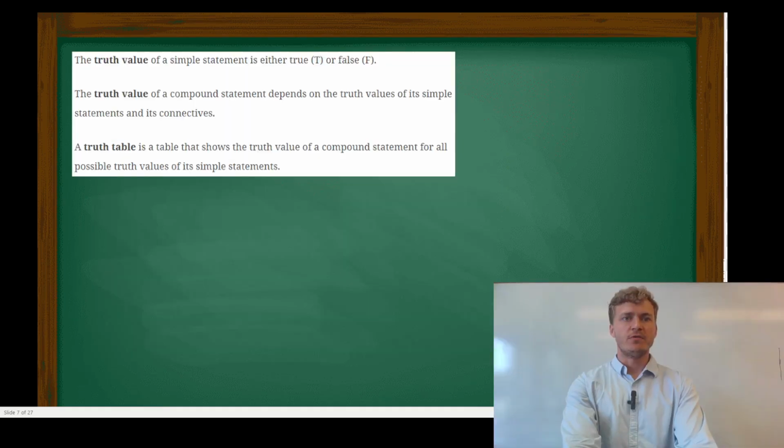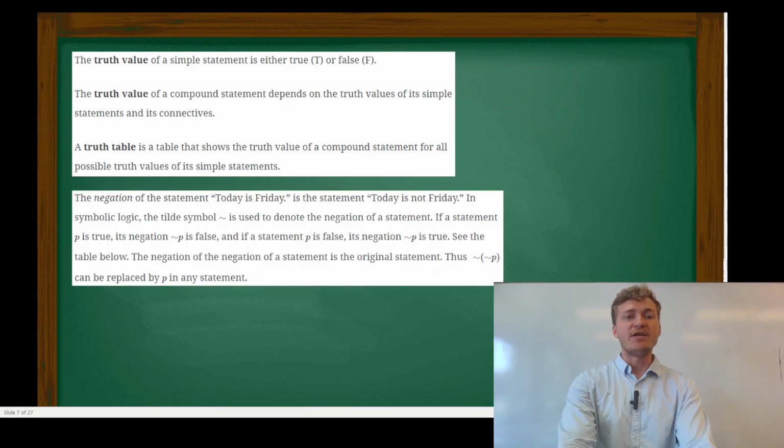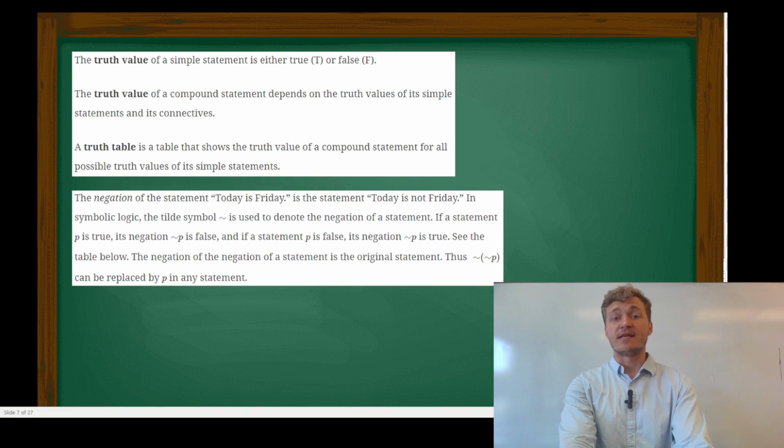The truth value of a simple statement is either true or false. True denoted T, false denoted F. The truth value of a compound statement depends on the truth values of its simple statements and its connectives. A truth table is a table that shows the truth value of a compound statement for all possible truth values of its simple statements.